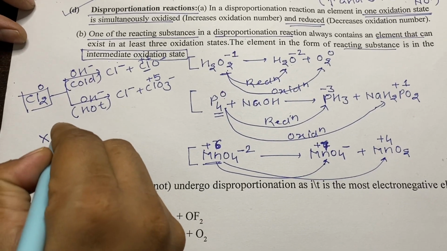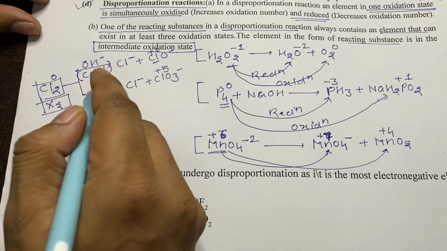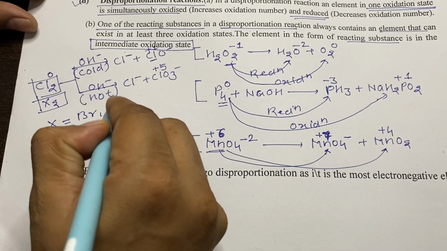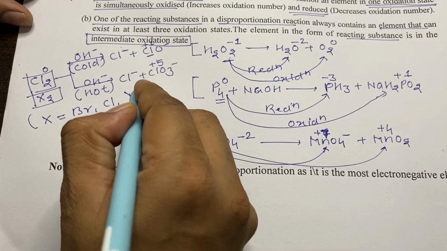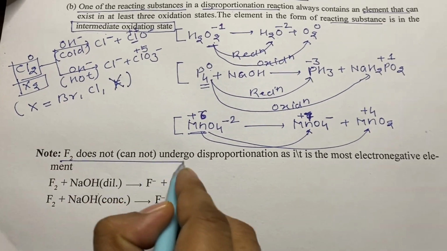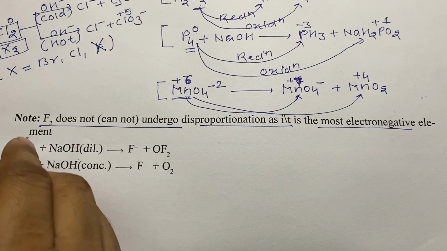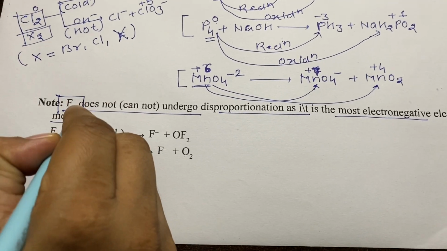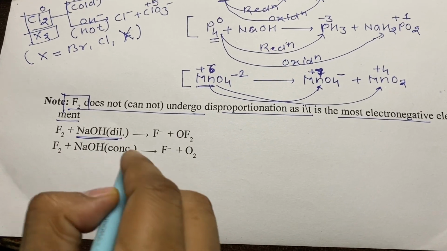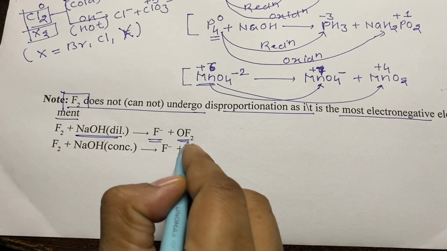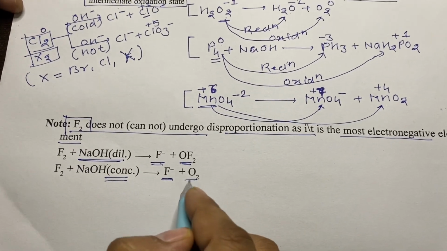So we can say that we can take X2 in the place of Cl2, where X may be Br and Cl, but it should be noted that it cannot be F, because fluorine never undergoes disproportionation reaction, as it is the most electronegative element and it is the strongest oxidizing agent. So F2 in dilute NaOH will be converted into F minus and OF2, and in concentrated NaOH this will give F minus and O2.